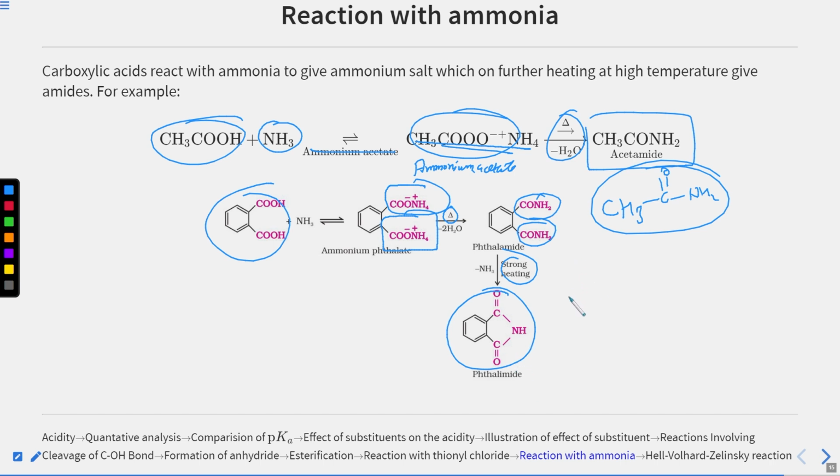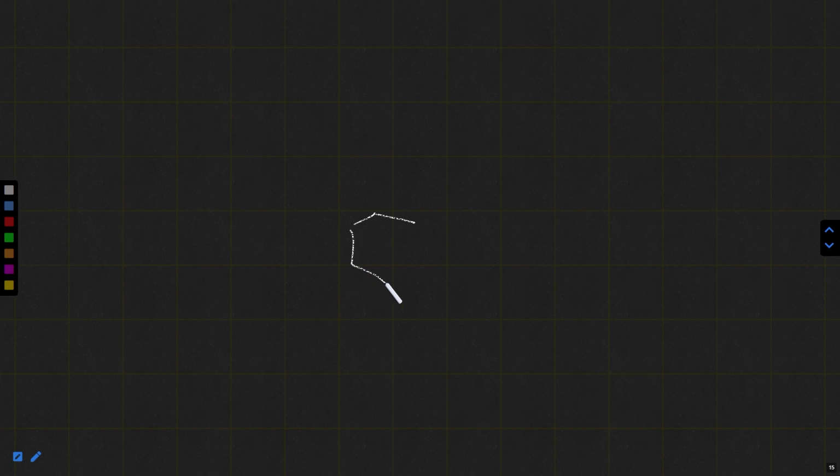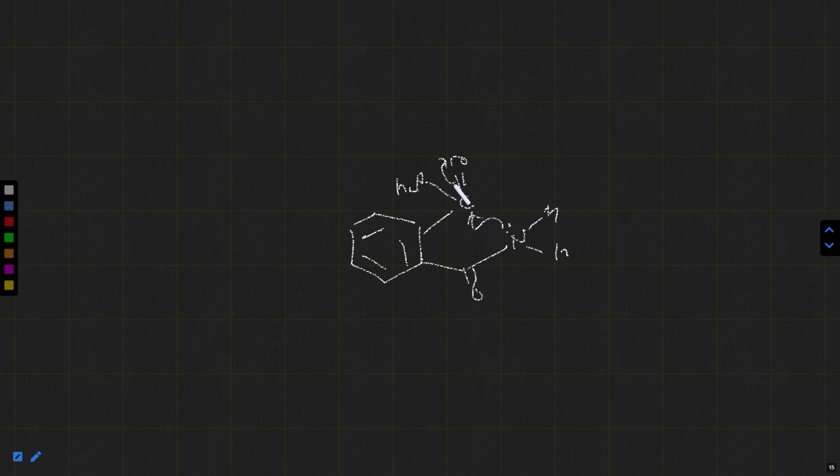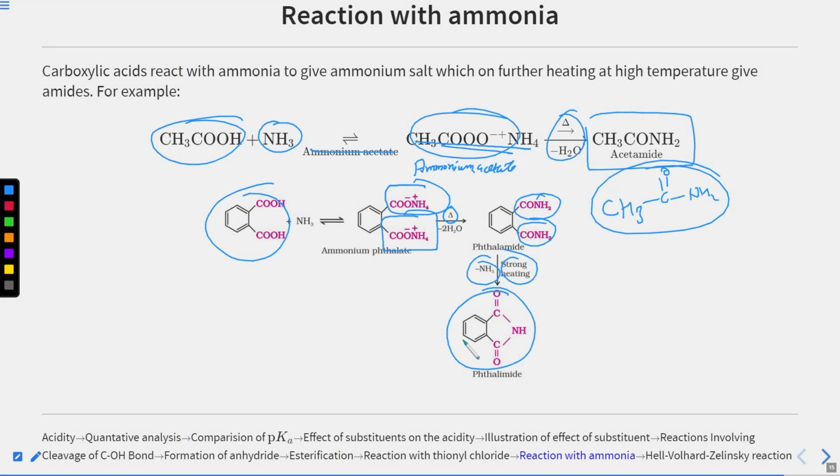So in this reaction, if we look at the mechanism, we have CONH2 and we have CONH2. We have a lone pair here, it will attack here and this will move here. No problem. Now after moving here, it will come back, and kick this out along with this H, so that we get NH3 also, ammonia released, plus phthalimide. Okay, so this was the reaction with ammonia.